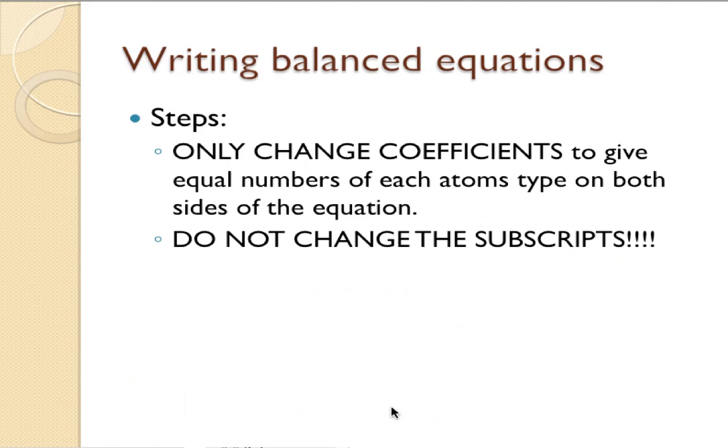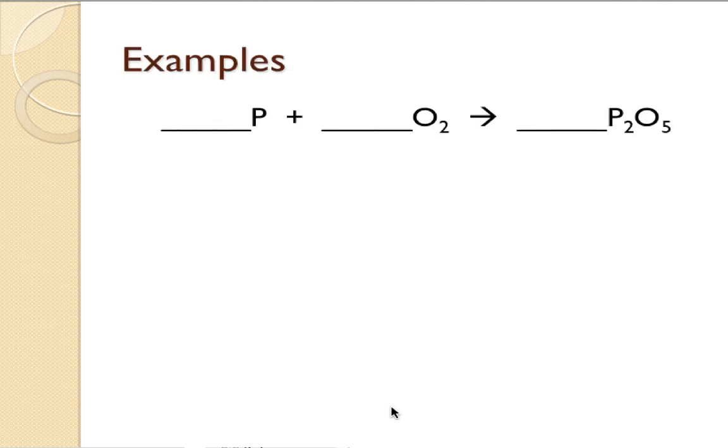When we balance equations, we have to be careful that we only change the coefficients. That's the number in front of the chemical compound. We only change those so that we get equal numbers of each type of atom on both sides of the equation. Do not change the subscripts. By changing the subscript, you're actually going to change the compound. So let's look at an example.